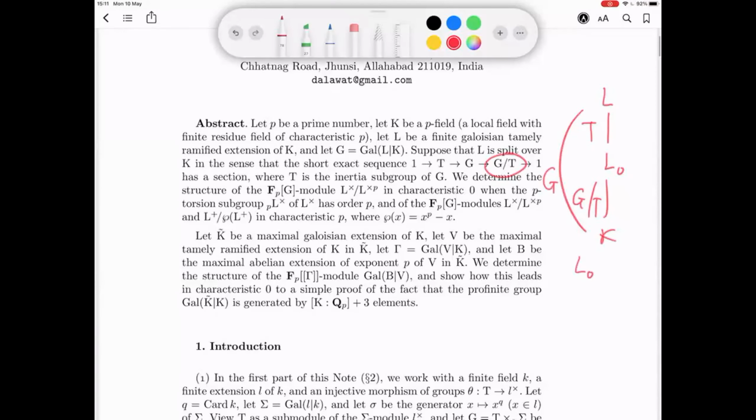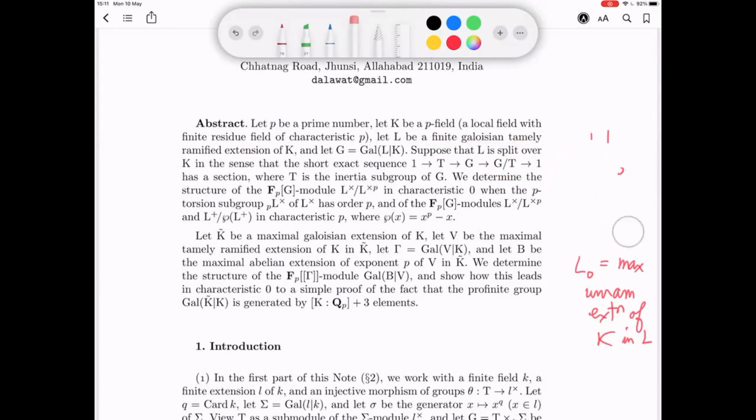And what is L naught? L naught is the maximal unramified extension of K in L. So the condition here that L be a finite tamely ramified extension of K, and the condition that it be split, amounts to asking that this exact sequence has a section. We want this exact sequence to have a section. That's the hypothesis under which we are going to determine the structure of these Galois modules, and that's the case that we need.